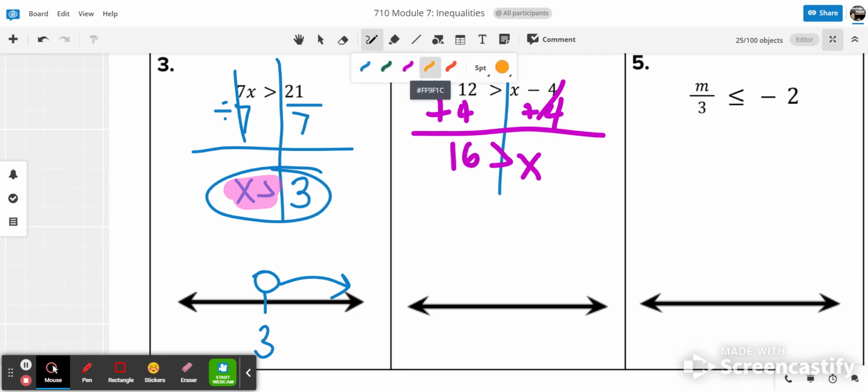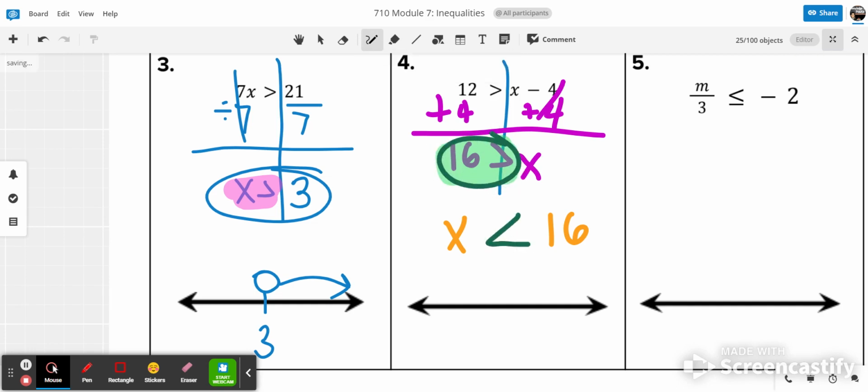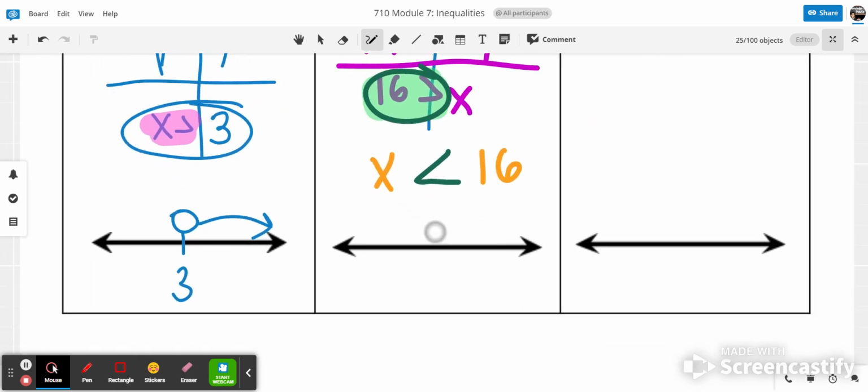All right, so like I said before, we want to rewrite it so our variable is on the left and our constant is on the right. If I look here, my symbol is opening up to the 16. So when I rewrite it, I'm going to make sure my symbol is opening up to the 16. So when I read this now, it says that x is less than 16. So let's put 16 on our graph. It's not equal to, so we still have an open circle. But since it is less than, now we have to draw our arrow to the left.